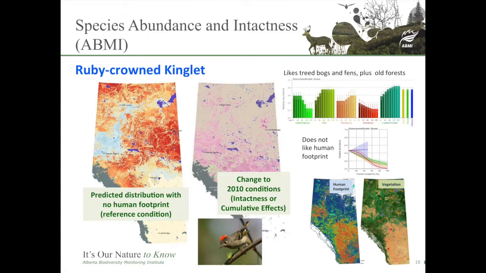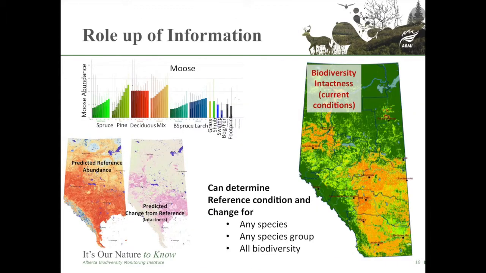It just says, what have we as society done to change the abundance of ruby-crowned kinglet from what it would have been if we weren't here? So it's a cumulative effects assessment for ruby crowns. You can do the same for any species where you have the data. This is the data for moose. You can do it for individual species. You can average it across a group of species if you want. You can say, I'm just interested in old forest birds, or I'm only interested in wetland plants. So you can do it for species, groups of species, or you can do it for all biodiversity.